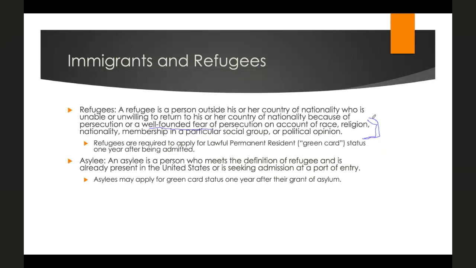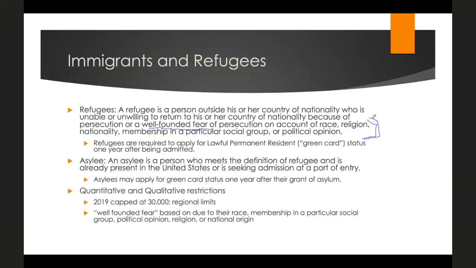Asylees are persons who meet the definition of a refugee and are already present in the United States, or are seeking admission at a port of entry, and then you may apply for green card status a year after being granted asylum. Now, there are still quantitative and qualitative restrictions here, and there are various caps on the number of refugees and asylees. In 2019, that cap was at 30,000. As we'll talk about for 2020, that cap fell even smaller.